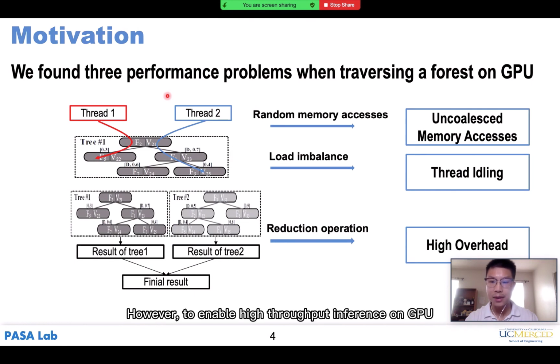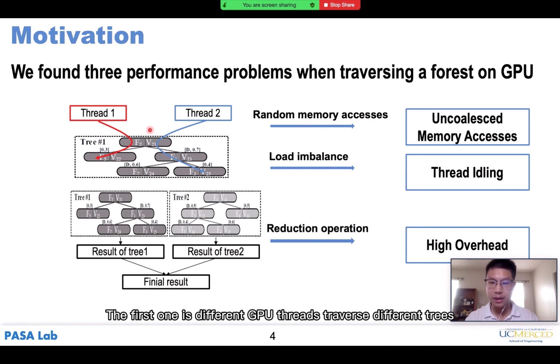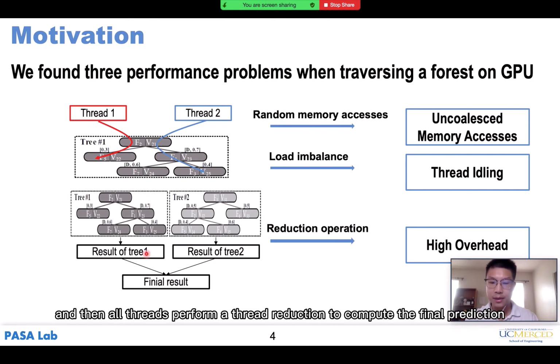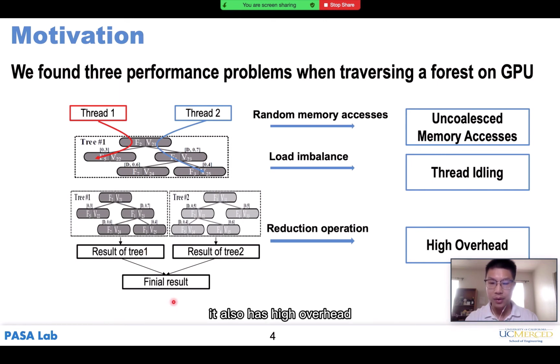However, enabling high-throughput inference on GPU has some performance bottlenecks. The first one is that different GPU threads traverse different trees and can take different tree paths and access different attributes of input samples during the forest traversal, which causes irregular memory access patterns and node imbalance problems. The second one is that, given a sample for inference, each thread uses its assigned trees to make a prediction, and then one thread performs a thread reduction to compute the final prediction. It also has high overhead.